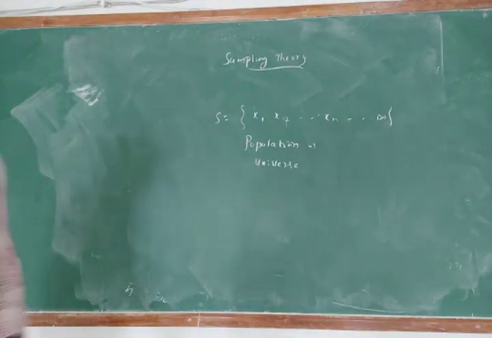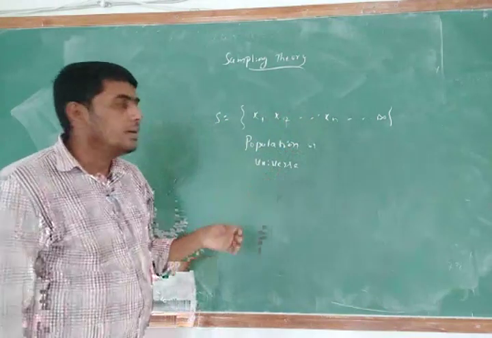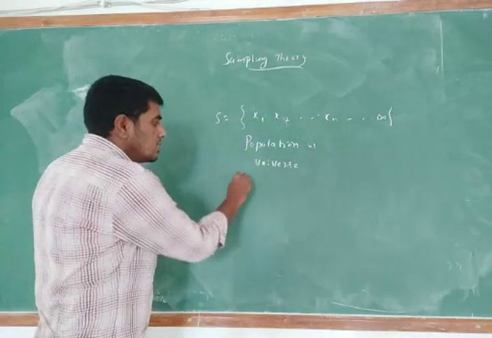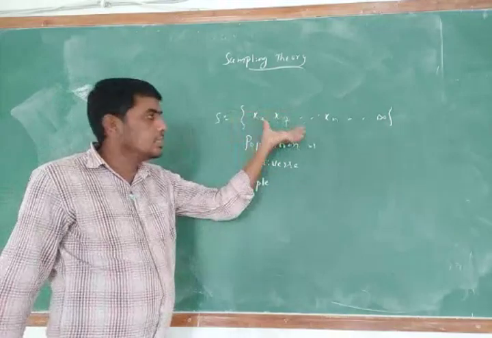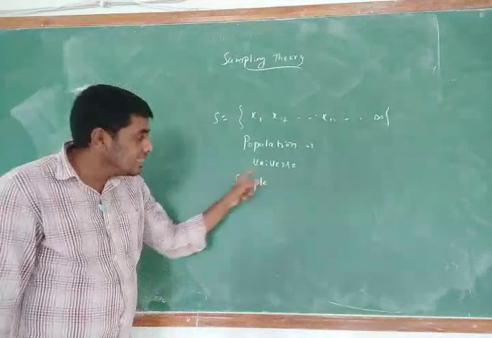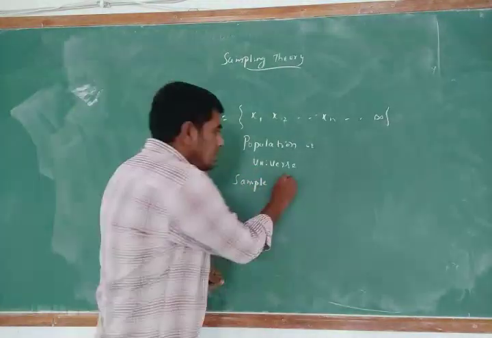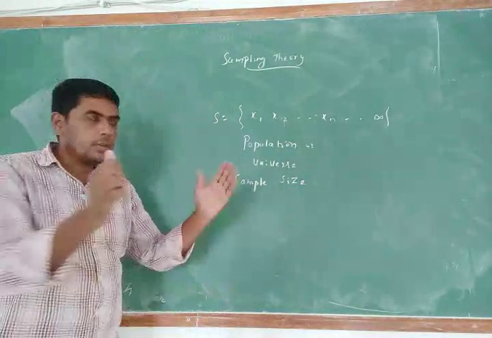Right? So a finite subset of this population or this universe is known as a sample. A finite subset of this universe or this population is known as a sample, right? So the number of individuals in the sample, is it clear? The number of individuals in the sample is known as sample size.